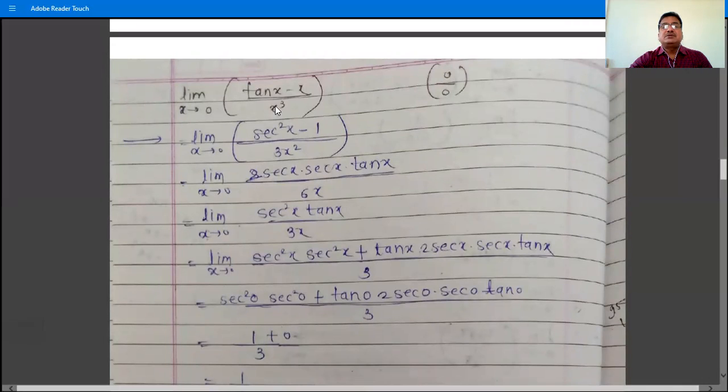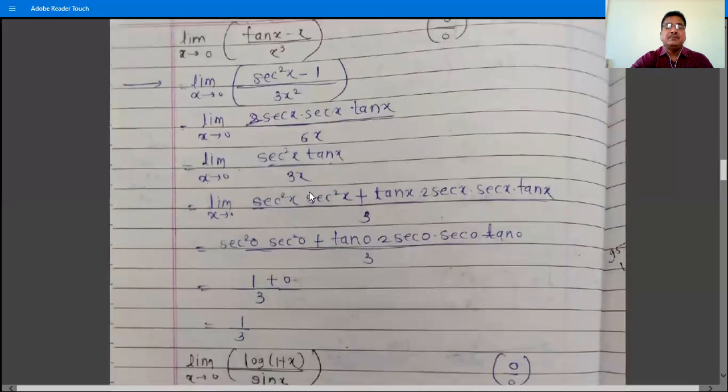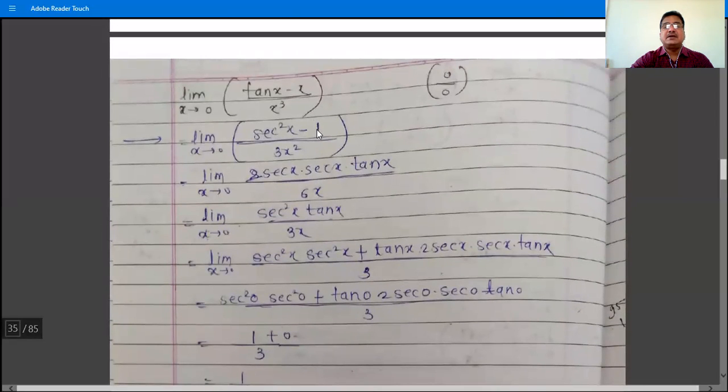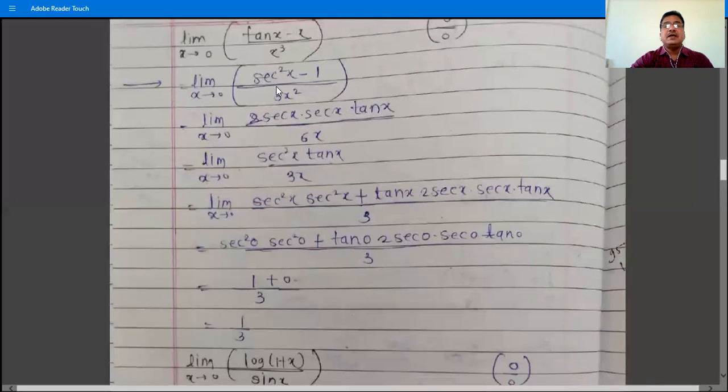Next problem: limit x tends to 0, tan x minus x by x cube. It is in the form 0 by 0 because tan 0 is 0, 0 minus 0 is 0, and 0 cube is 0. So I apply L'Hospital's rule. The derivative of tan x is sec square x, the derivative of minus x is minus 1, divided by the derivative of x cube, which is 3x square. If you substitute x as 0, sec 0 is 1, so 1 minus 1 is 0, and 0 square is 0. So again 0 by 0 form.